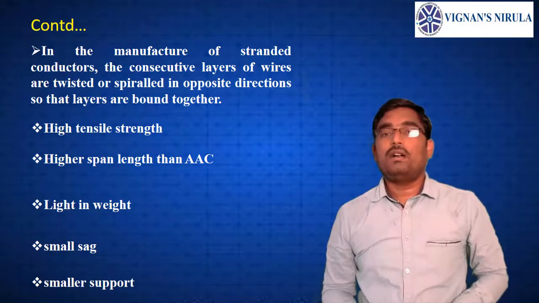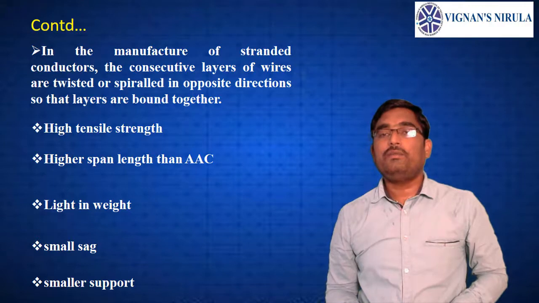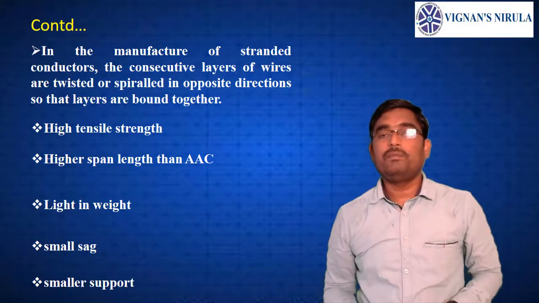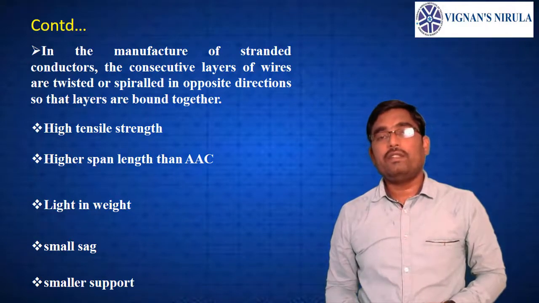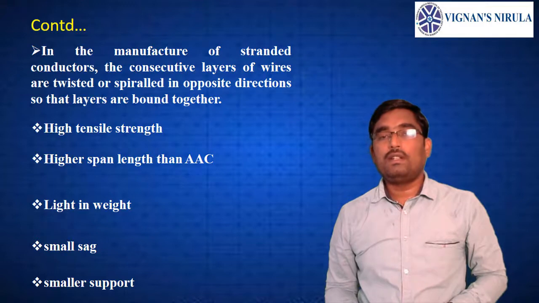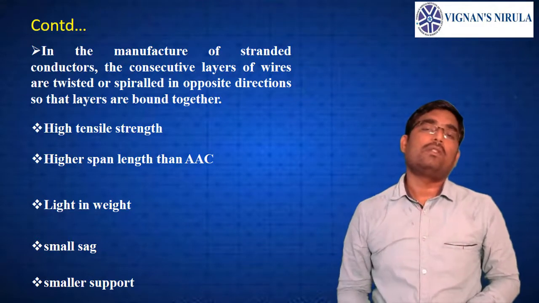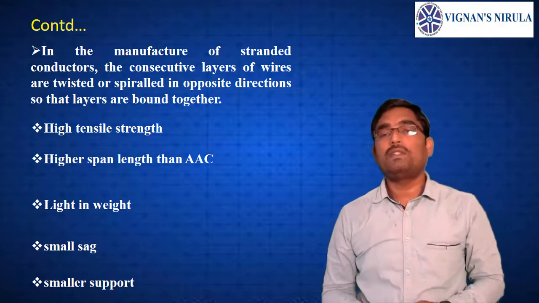So it gives higher tensile strength and higher span length than AAC. AAC means all aluminum conductor, which is the previous case, and which is also light in weight. Weight is low, small sag, and smaller support. Smaller support means the height of the tower is low.